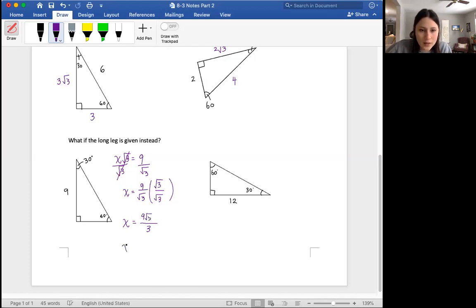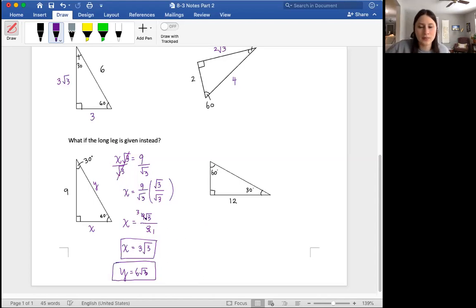So when we look at this, can we simplify 9 and 3? I think so. So this would be 1, and this would be 3. So our short leg is 3 times radical 3. And then our long leg would be double what this is. Let's say that this is y and this is x, okay? So our hypotenuse would be 6 times radical 3, double what that is, right?